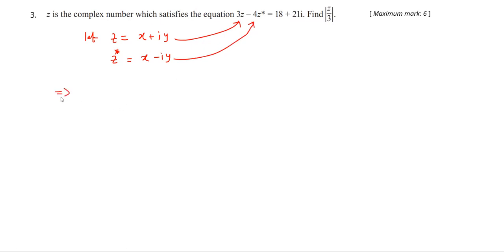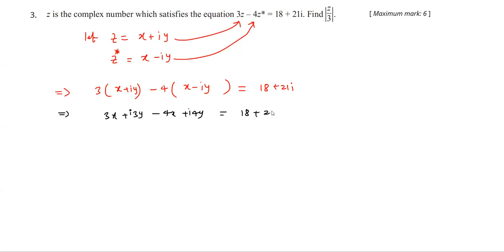Therefore, that implies we get 3 times x plus iy, in place of z, minus 4 times x minus iy, in place of its conjugate, is equal to 18 plus 21i. Therefore, first we need to simplify this further. 3 goes into the bracket, 3x plus 3yi, and 4 goes into the bracket, 4x minus 4yi, is equal to 18 plus 21i.